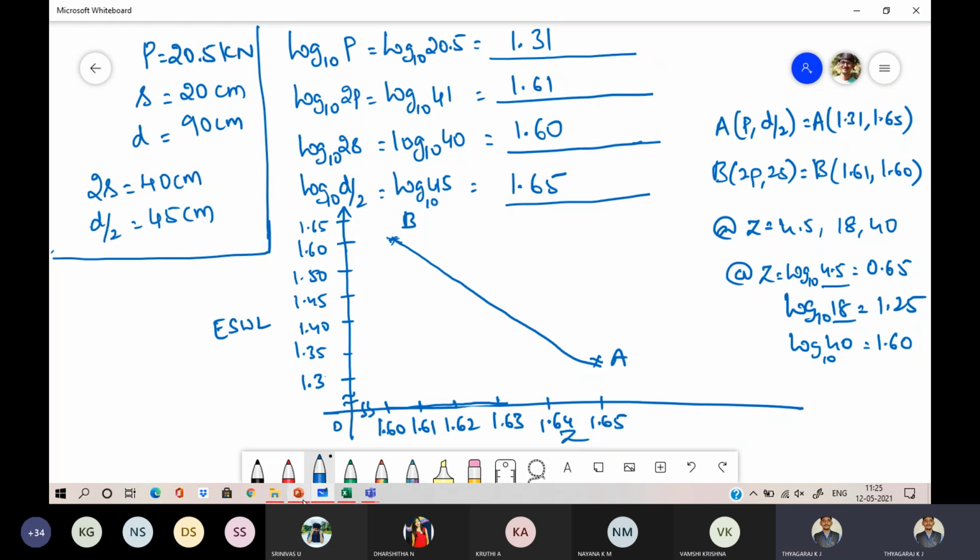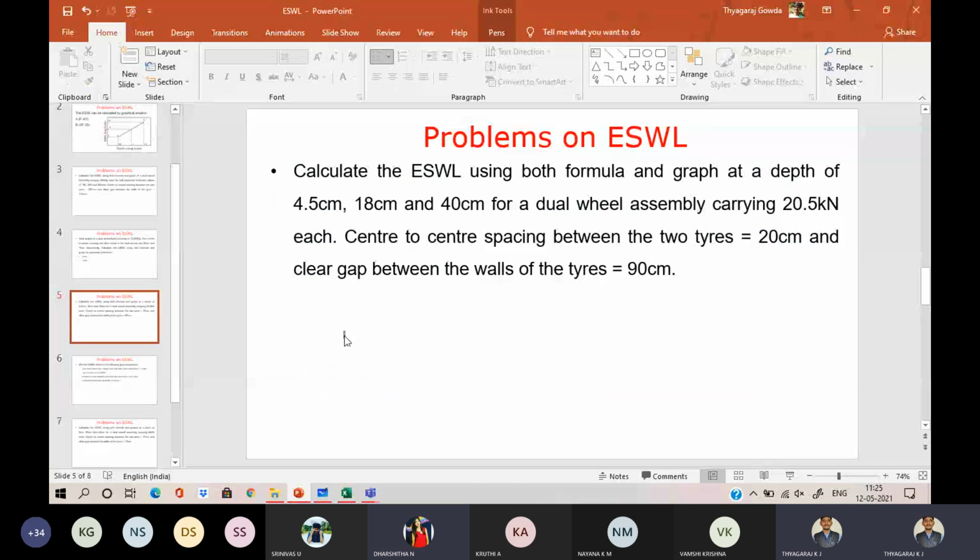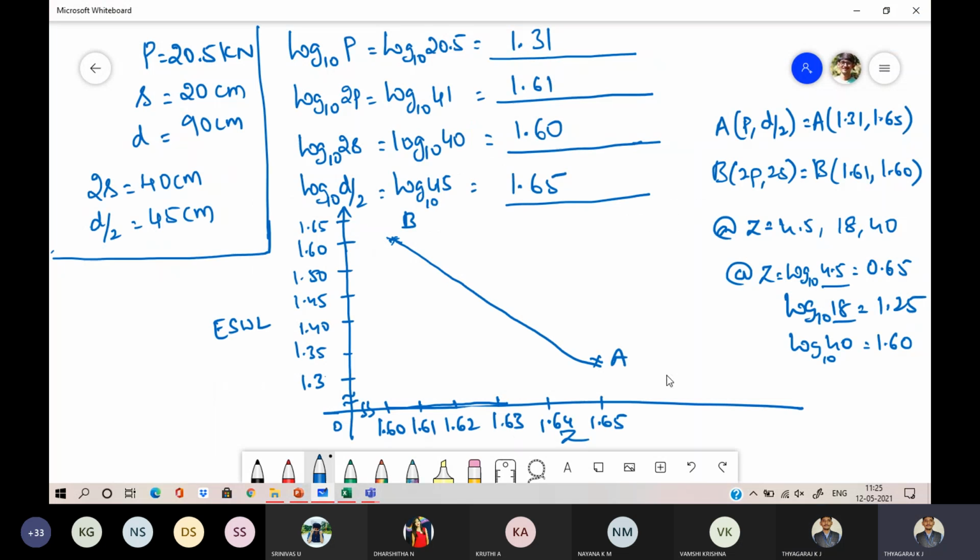Have you calculated using the formula? This one? Formula, yes sir. How much have you got? Remove the graphical portion. Completed? Graph. I think you all know how to plot the graph now. Is it clear? Only respond. Is it clear? Yes, sir. Okay. We'll move to the next problem.